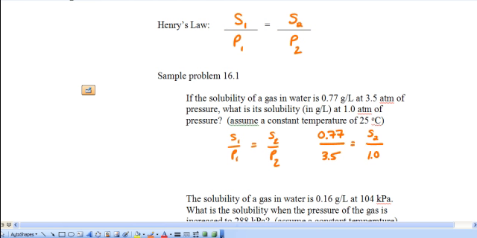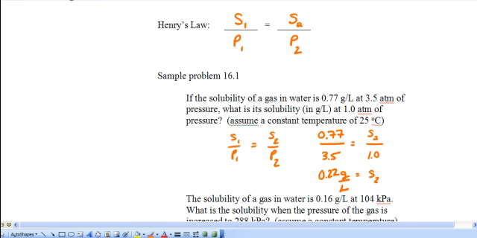Now, of course, this 1 you would have to multiply over to the other side. Of course, dividing by 1 doesn't do anything, so we really don't have to move that anywhere. So therefore, S2 is going to equal 0.77 divided by 3.5, and I'm getting 0.22 grams per liter as the new solubility.